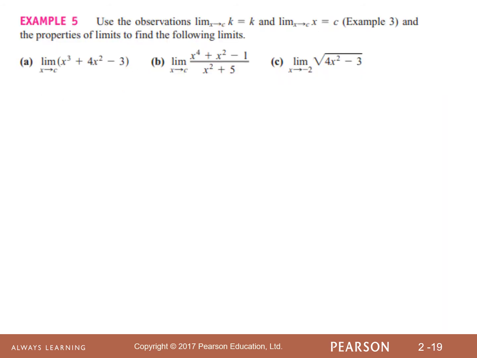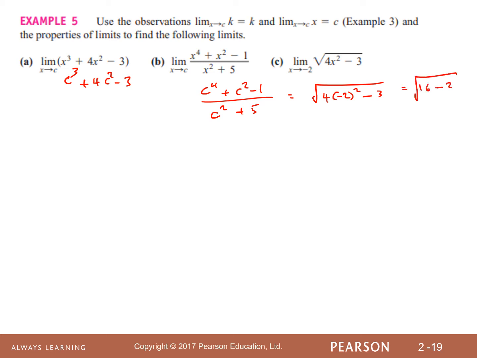Erased? I'll write it down, no problem. Okay, so this will be c cubed plus 4c square minus 3, and this will be c to the power 4 plus c square minus 1 divided by c square plus 5, and this is going to be equal to the square root of 4 multiplied by minus 2 square minus 3, and that's going to give us what? That's going to give us the square root of 16 minus 3, which is equal to square root of 13. Okay?